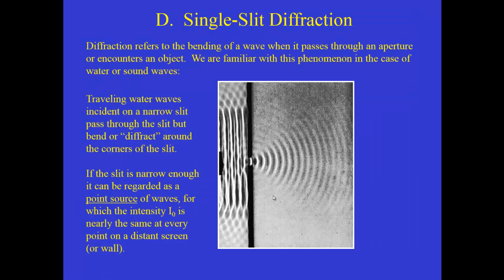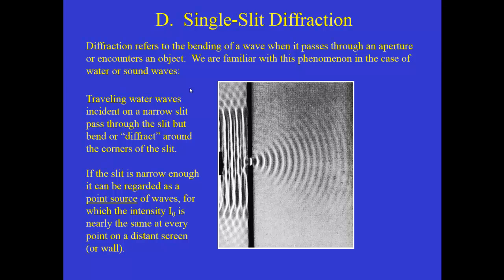Now we're going to move on and consider a separate phenomenon, which is another manifestation of the wave property of light, although this is a phenomenon that happens for all kinds of waves, and it's called diffraction. In particular, we're going to look at diffraction of waves when they pass through a slit or an aperture. Diffraction refers to the bending of a wave when it either passes through an aperture or when it encounters an object and has to pass around that object.